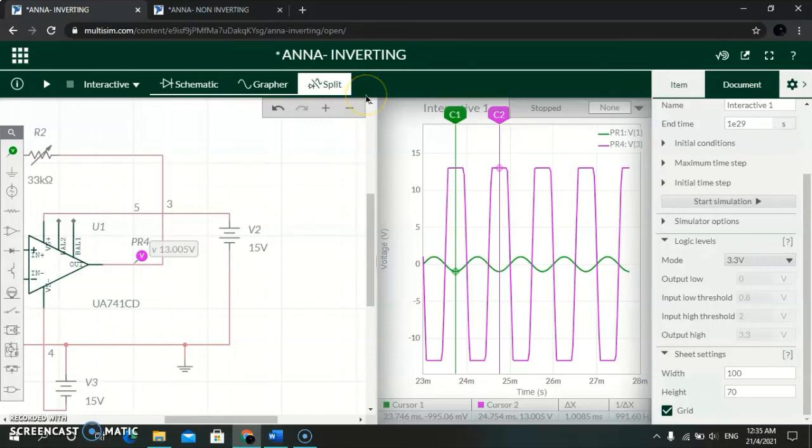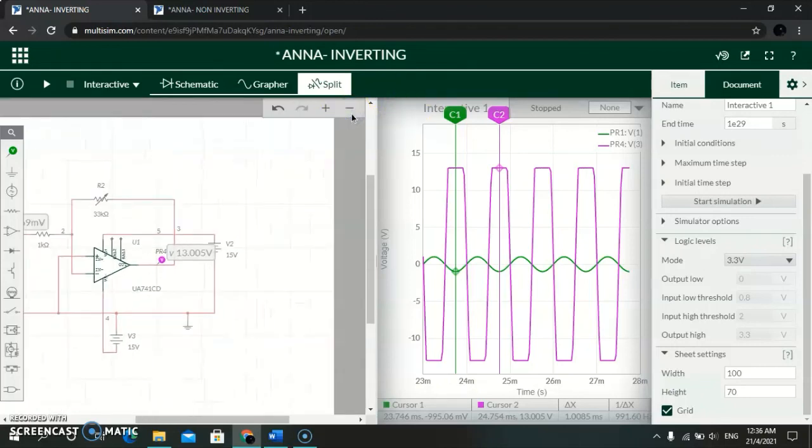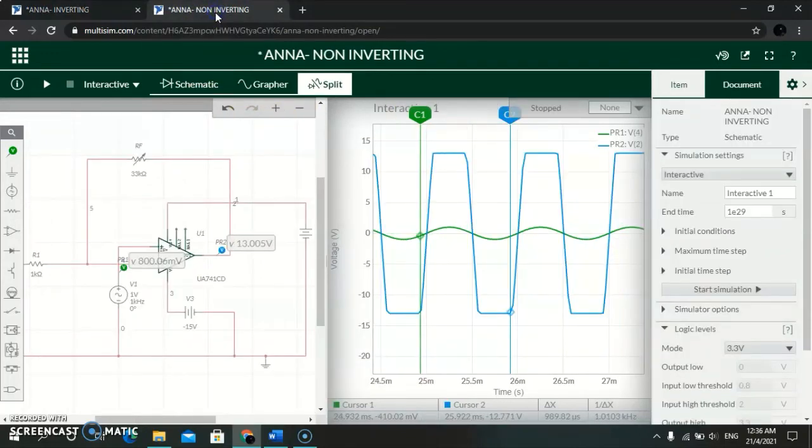In conclusion, as students, we will be able to understand and demonstrate inverting and non-inverting operational amplifier circuits. We will get to know the difference between them and investigate the operational amplifier voltage follower.